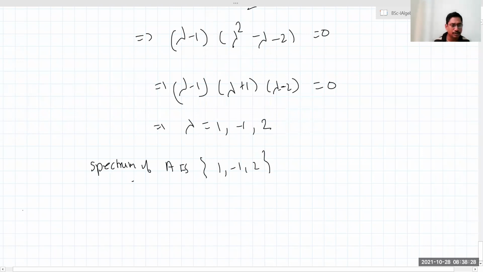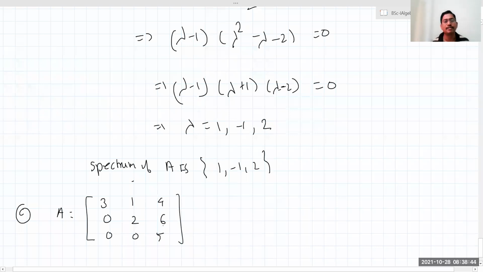So you just try to solve this for this matrix: 3 1 4, 0 2 6. Okay, this is a triangular matrix. I have answered directly. These 3, 2, 5 are the eigenvalues. Whenever we have a triangular matrix or diagonal matrix, the diagonal entries are just the eigenvalues. So 3, 2, 5 is the answer for that.